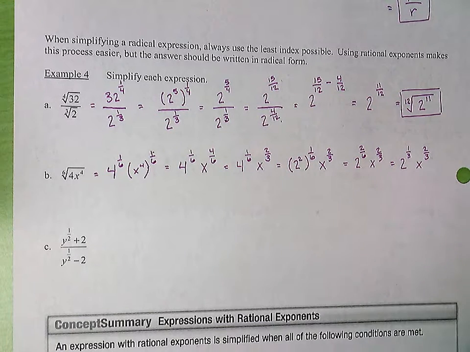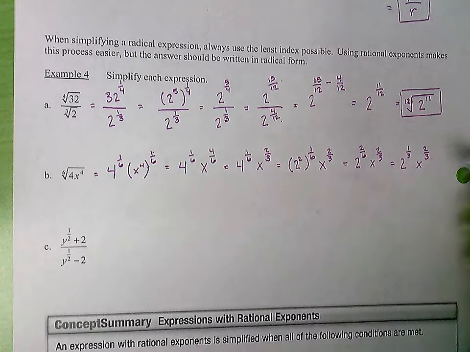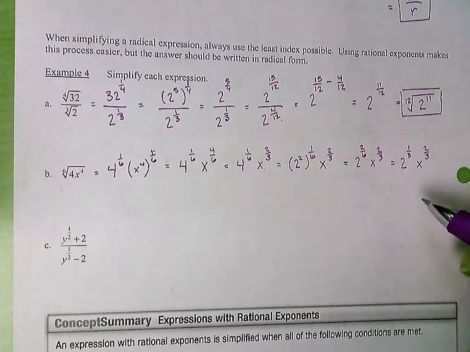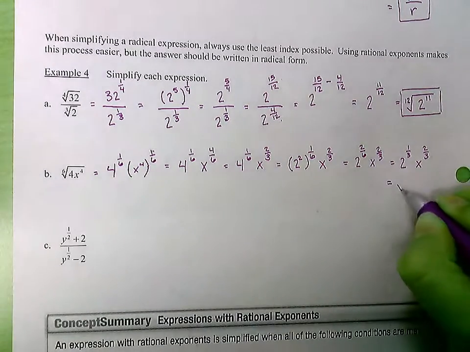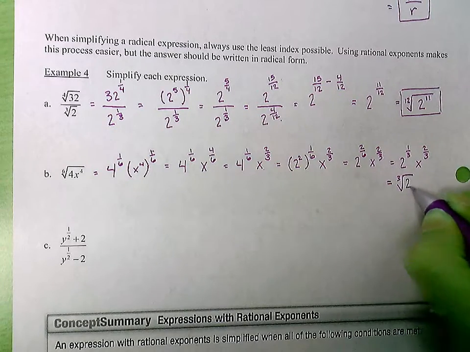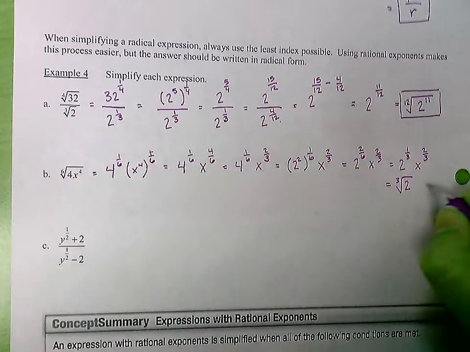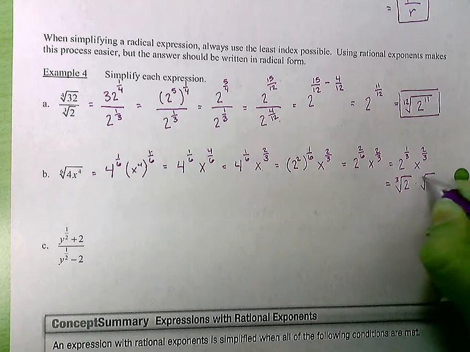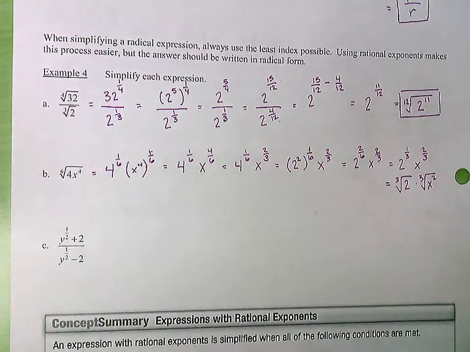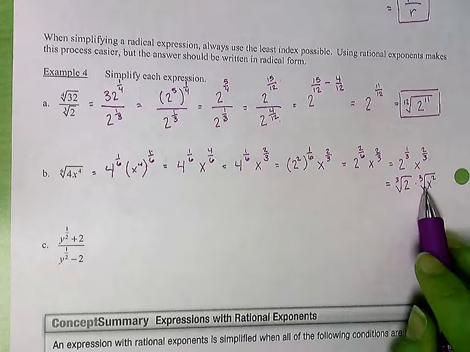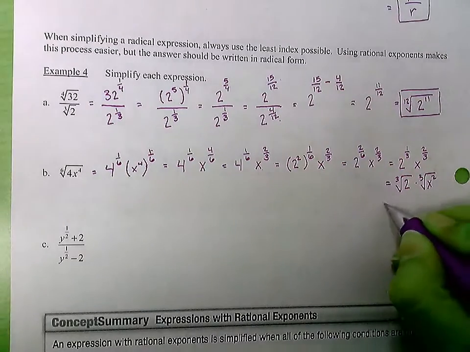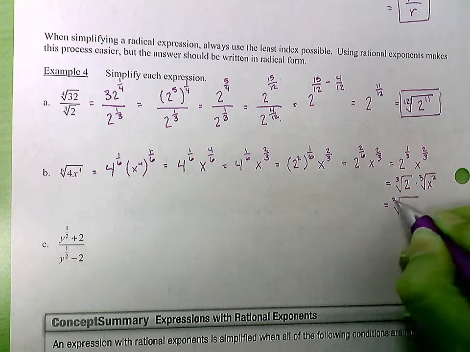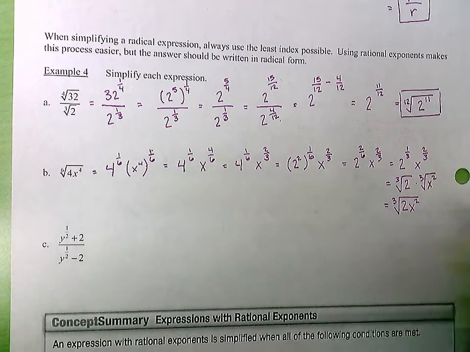2x. Is that the answer? No. Why not? So I can change this back into radical form. This would be the cubed root of 2, right? Sure. And this would be the cubed root of x squared. Since both of those are a cubed root, you can combine them since it's multiplication. So we have the cubed root of 2x squared.